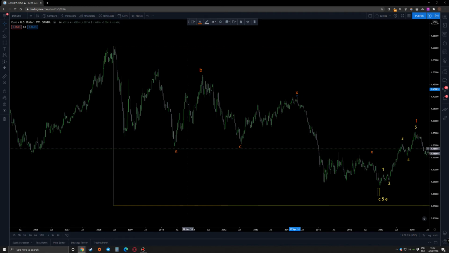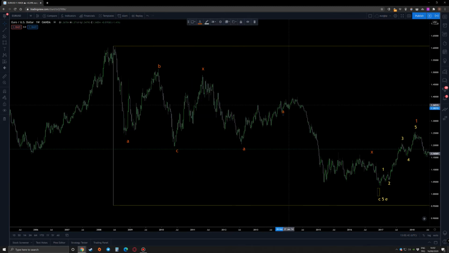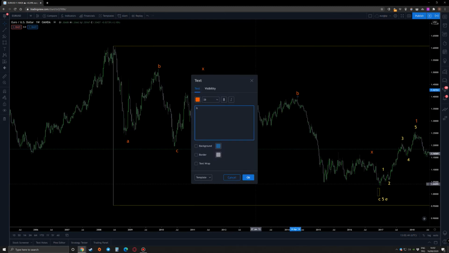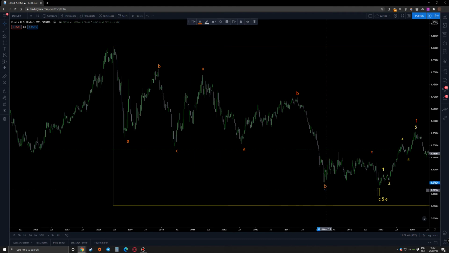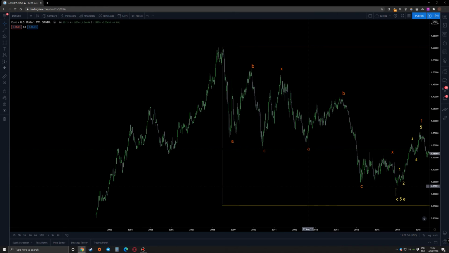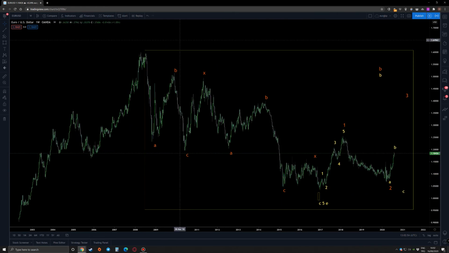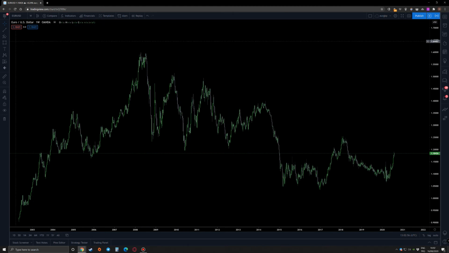Okay? If I go like this, I will say this is wave A, maybe this is wave B, this is wave C, this is wave X, maybe, and this is wave A again, and this is wave B, some type of a complex correction, B, C. Now look, the situation changed again. Now what is the correct count here? Well, if you ask me, the correct count is something like this.